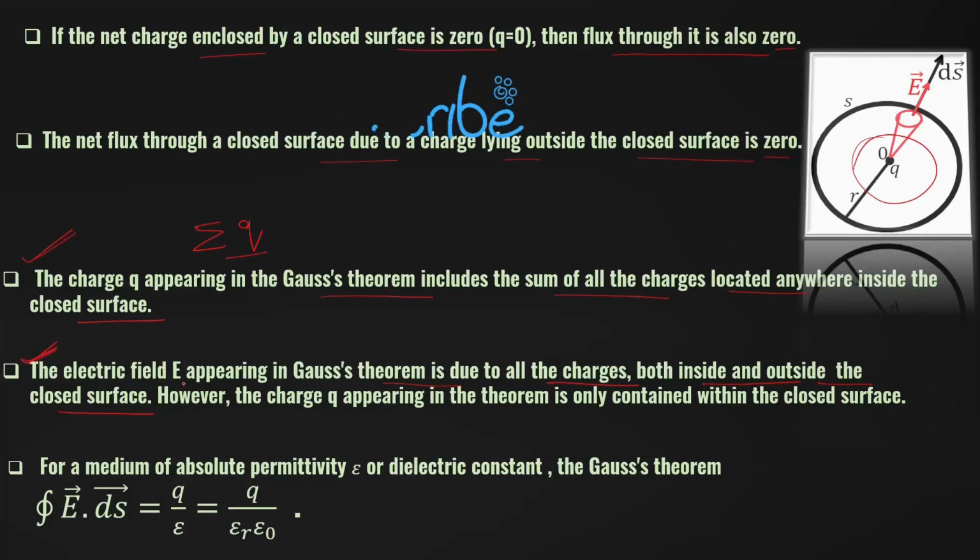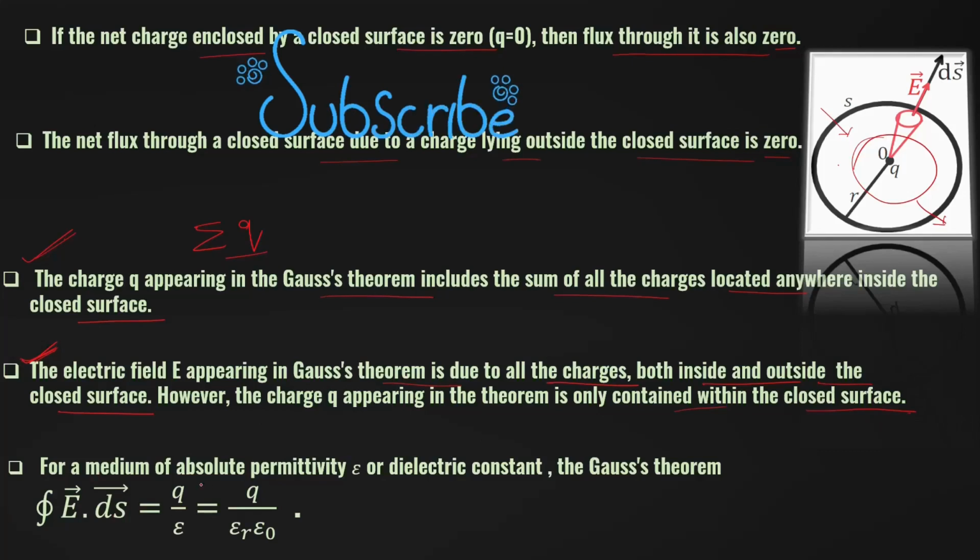The electric field that we are calculating using the Gauss theorem will be due to all the charges that are inside and outside, because the electric field will be crossing the surface, entering the surface and then leaving the surface, whether the charge is present inside the surface or outside the surface. So these are the two important key points. The charge contributes only when it is present inside the surface, but the electric field appearing in this Gauss theorem is due to all the charges inside as well as outside the Gaussian surface. However, the charge Q appearing in the theorem is only contained within the closed surface. So this is a very important key point.